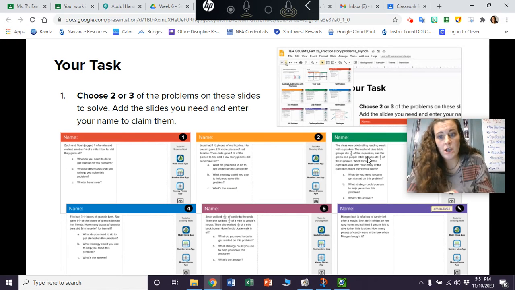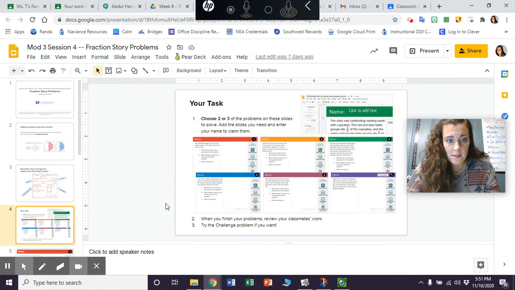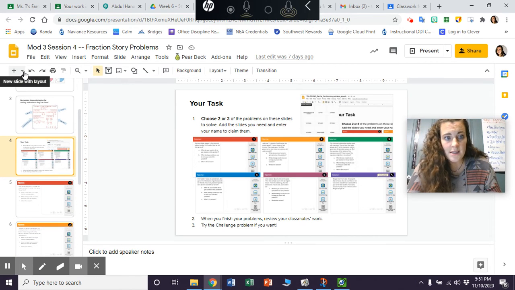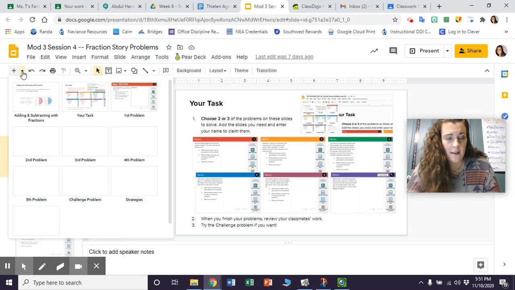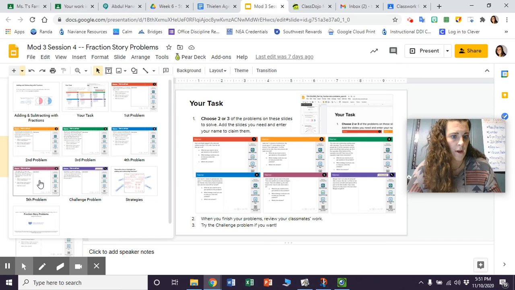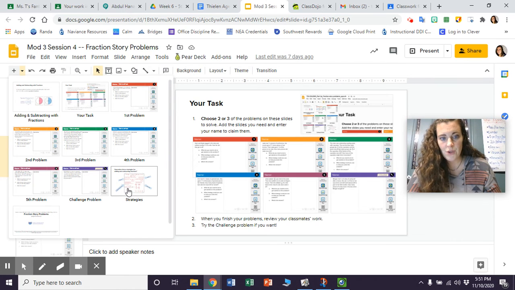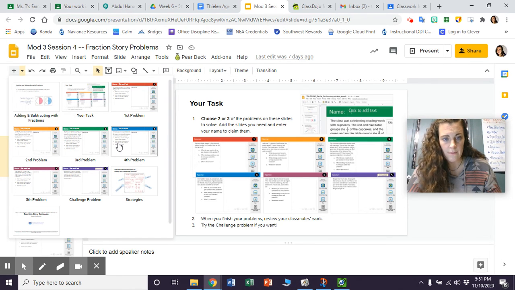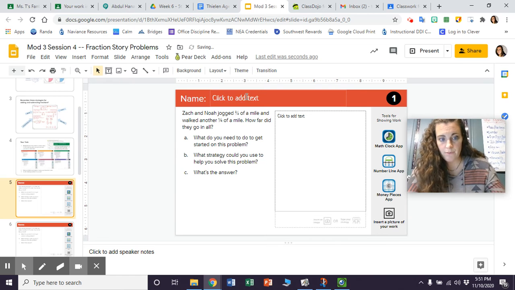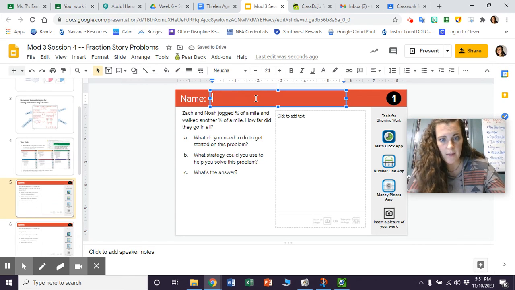If you want to try the challenge, if you're feeling ready up to that task, go for it. Now, again, that's the arrow right next to the plus sign right here. Click that. And here's problem 1, problem 2, problem 3, problem 4, problem 5, and the challenge. If you need to look at the strategies again, that's there. Say I want to solve problem 1. Click, click. I'm going to see how it just brought me right there. I'm going to put my name on top. Miss Thielen. And then I'm going to start solving.